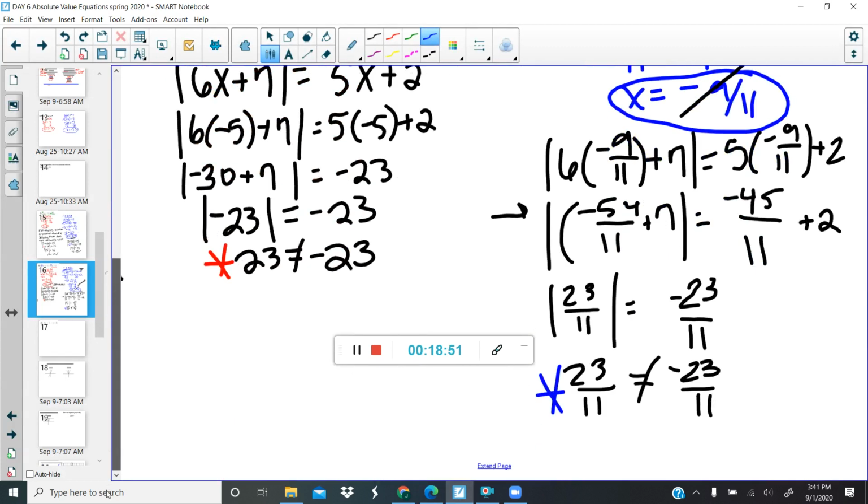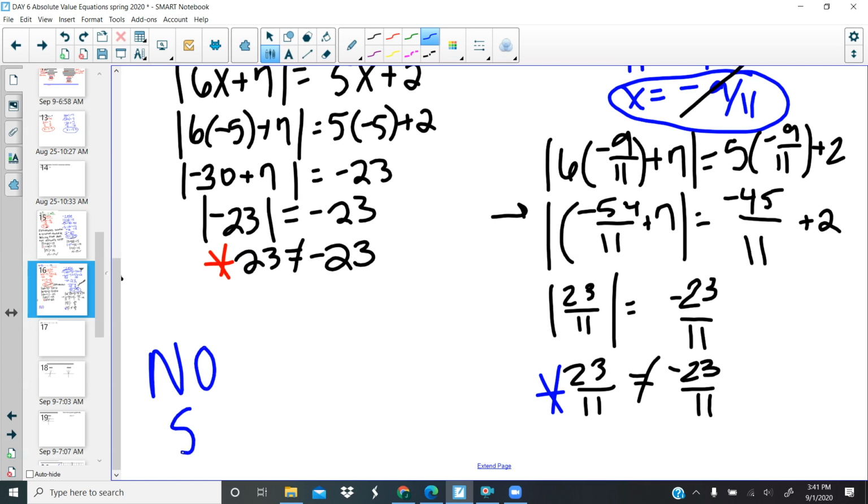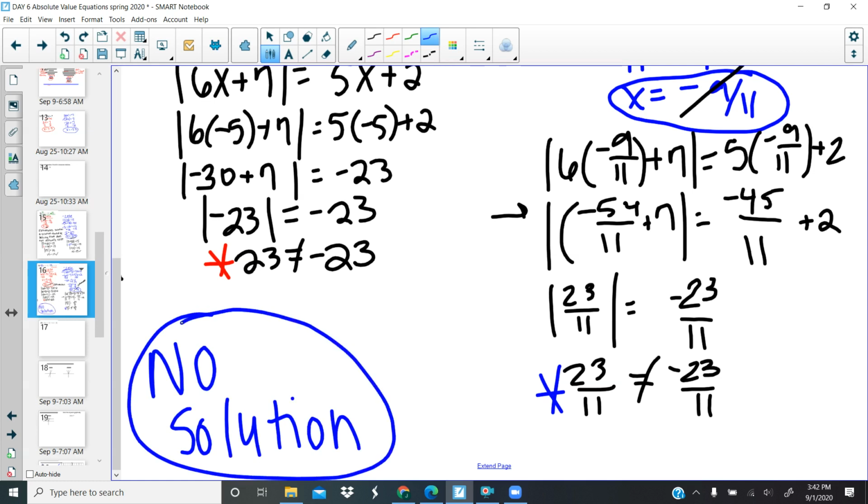And so in that case where none of the solutions work, you're actually going to get that there is no solution, and that would be your answer. So again, if you just want to graph it and look at that and see that there are no intersections, that would be another way to do this problem.